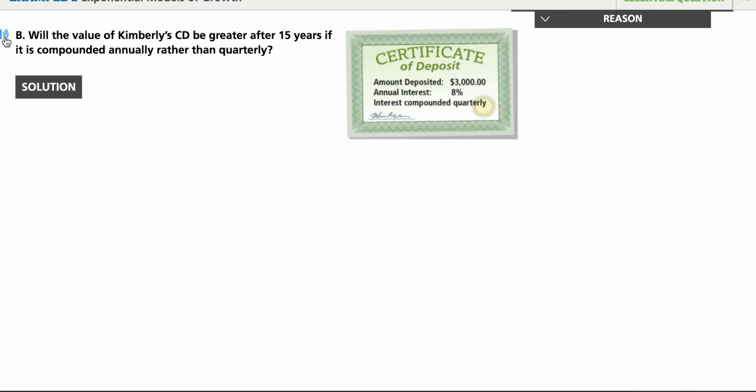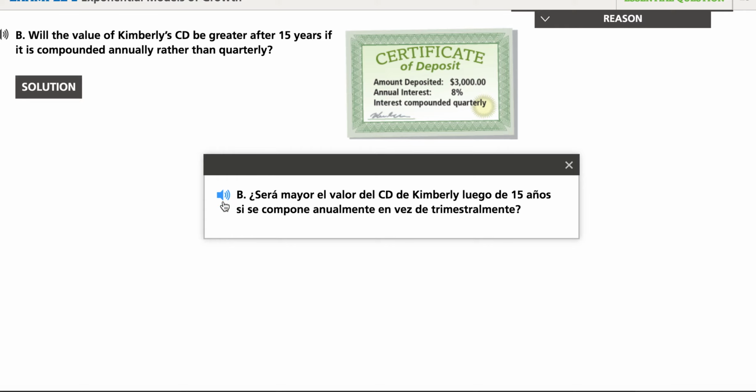Okay, let's see Question B. Part B. Will the value of Kimberly's CD be greater after 15 years if it is compounded annually rather than quarterly? Pay attention to this question because it's very important to figure out whether it's better to compound quarterly or yearly. What is the difference and what is our interest for doing something like that? ¿Será mayor el valor del CD de Kimberly luego de 15 años si se compone anualmente en vez de trimestralmente?